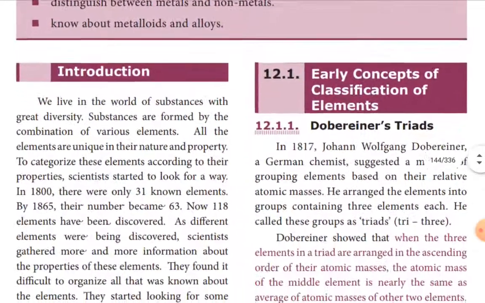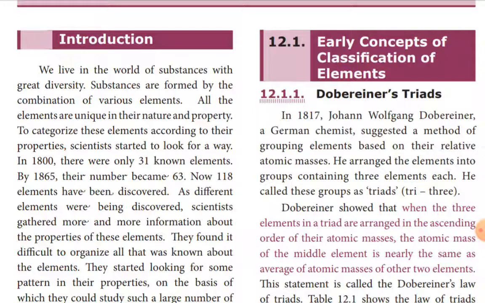See, in the introduction part, you take page number 138 and listen. We live in the world of substances with a great diversity. Substances are formed by the combination of various elements. Whatever we see in and around us are called matter or substances. For example, in our body, fat, protein, vitamins are there. The fats and proteins are formed by the combination of various elements like hydrogen, oxygen, sulfur, like that.